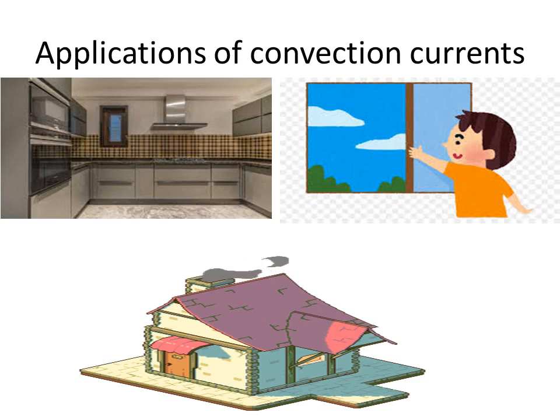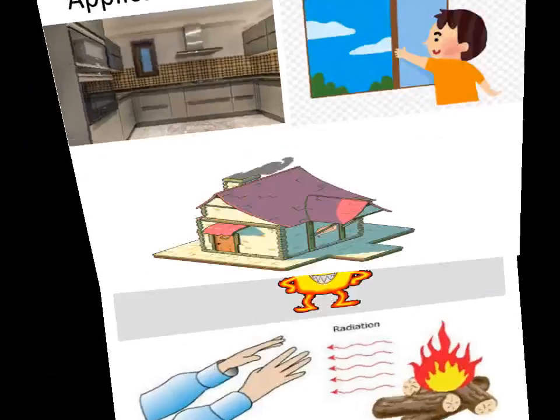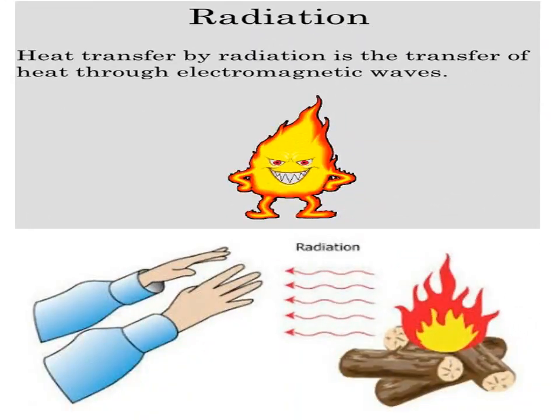Now, we will learn about radiation. Radiation. Heat energy can travel in the form of waves, and these waves do not need any medium to travel. So the transfer of heat in the form of rays or waves for which a medium is not required is called radiation. If you stand outside in the sun for some time, what will you feel?